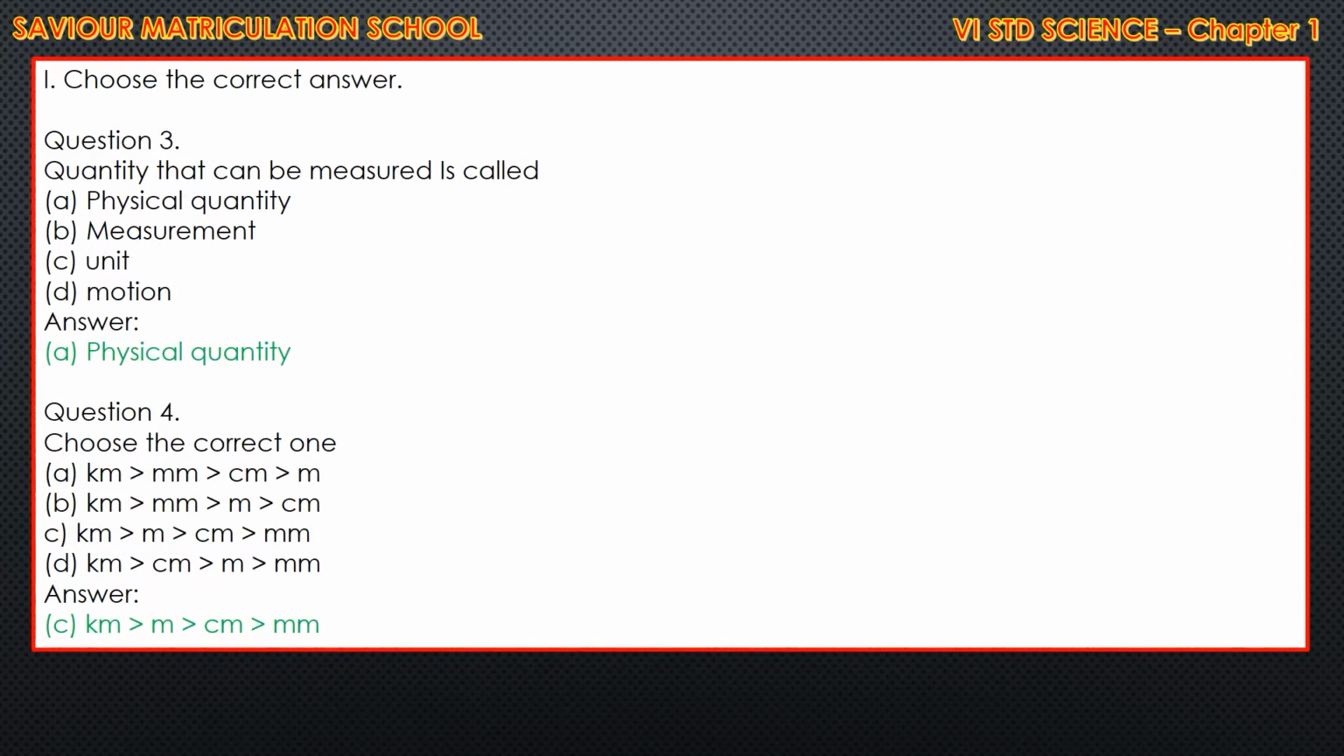And third question, quantity that can be measured is called. 4 options: A physical quantity, B measurement, C unit and D motion. And the correct answer is option A physical quantity. And question 4, choose the correct one. So 4 options are given there. So the correct answer is C kilometers, meter, centimeters and millimeter.